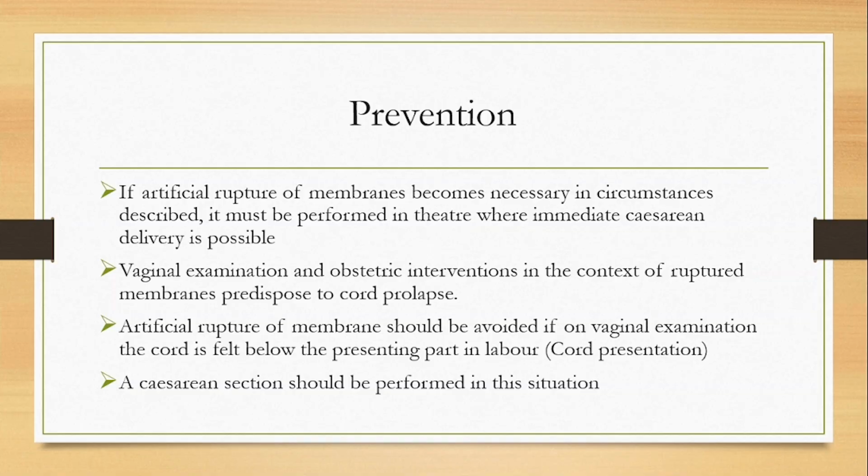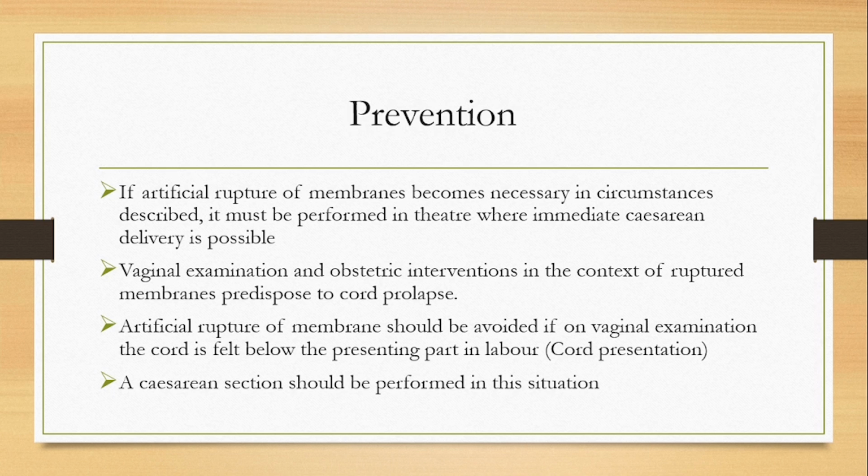Now, other preventions include: if artificial rupture of membrane becomes necessary in circumstances described, especially if the head is not yet engaged, it must be performed by a senior obstetrician, and it is preferably performed in the theater if there will be need for immediate cesarean delivery. Now, vaginal examination and obstetric intervention in the context of ruptured membrane predispose a patient to cord prolapse, and this must be done with caution.